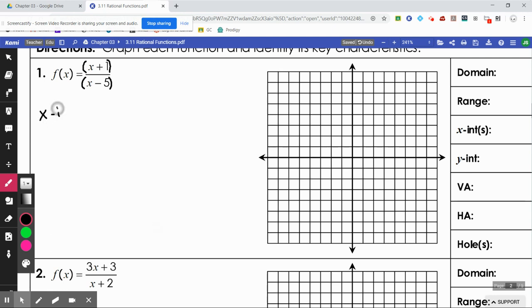So let's start out with our x-intercept. We're going to plug in 0 for y. So it gives you (x + 1)/(x - 5) = 0. Now think about this. How in the world can we solve this? What methods can we use? Well, here's the easy way.